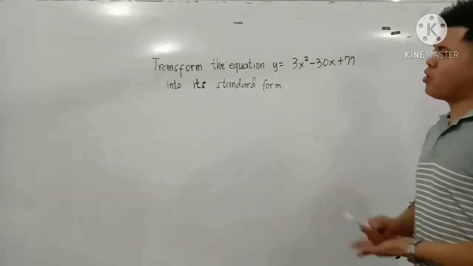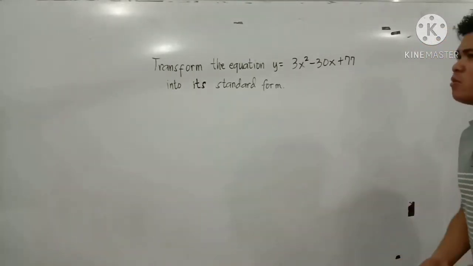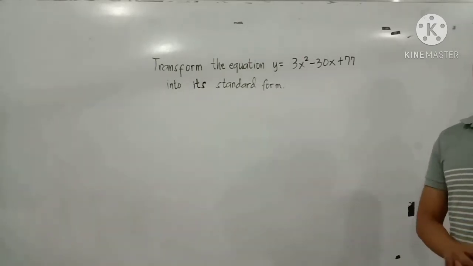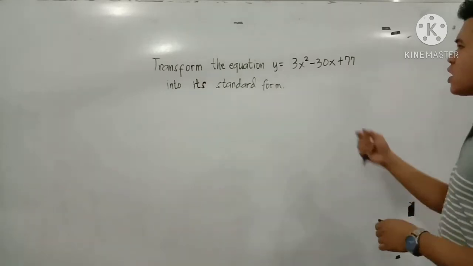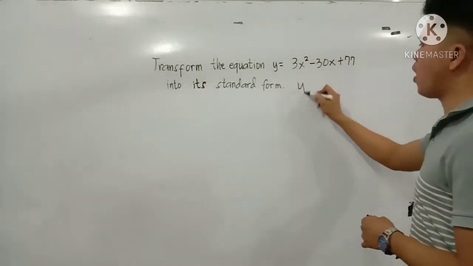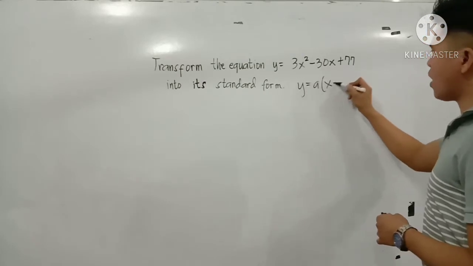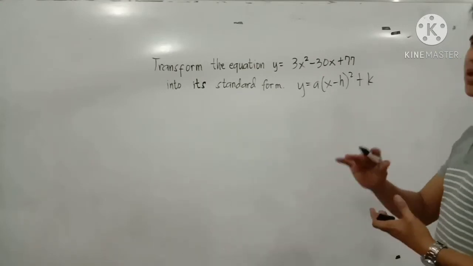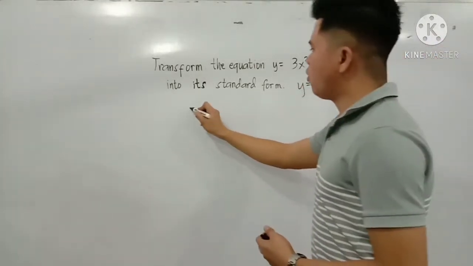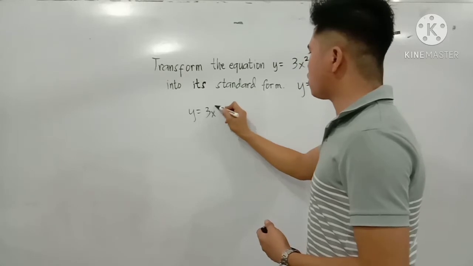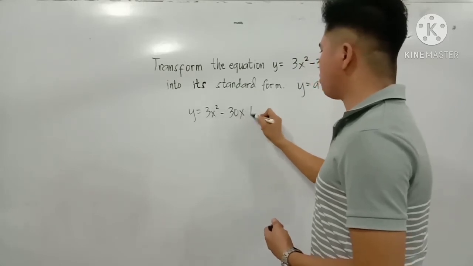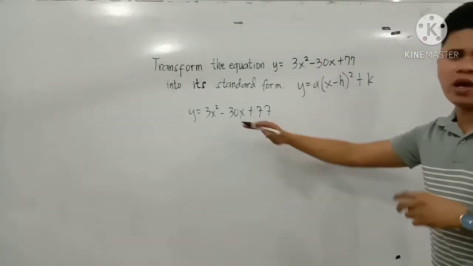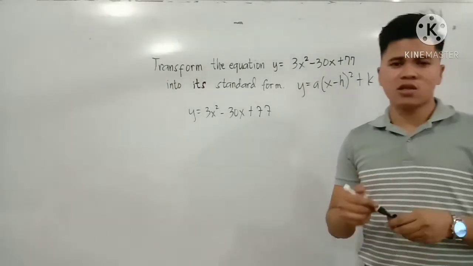Let's say, transform the equation y is equal to 3x squared minus 30x plus 77 into its standard form. So again, we have to rewrite this given general equation into the form of y is equal to a times the quantity of x minus h squared plus k. So first, copy the given equation y is equal to 3x squared minus 30x plus 77. In order to transform this one, we have to use the completing the square method.